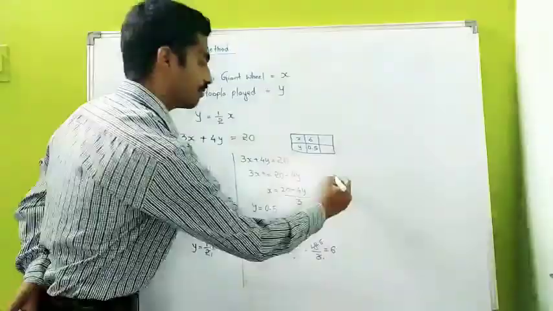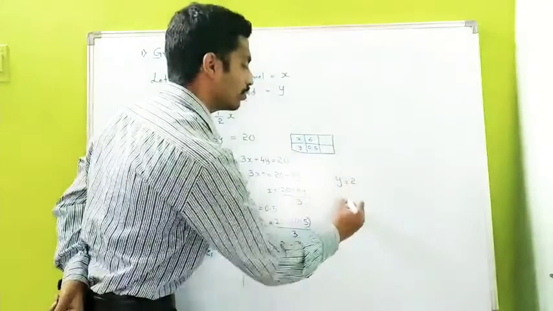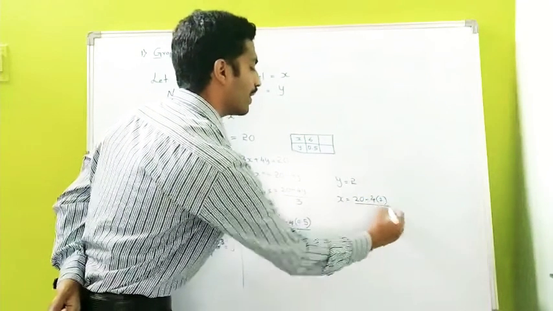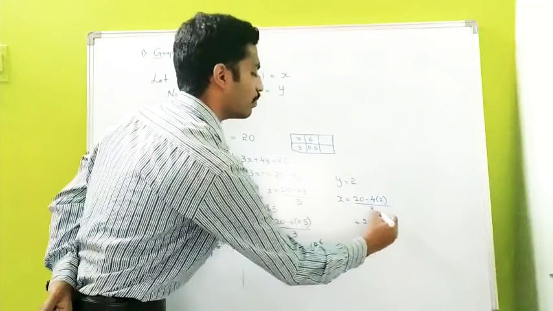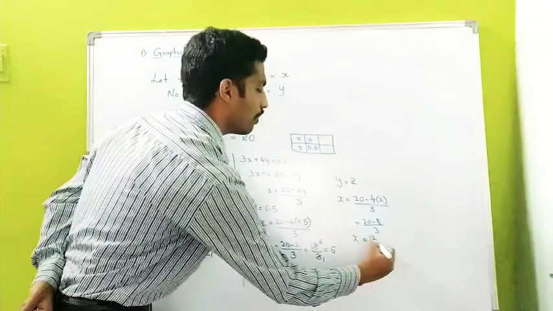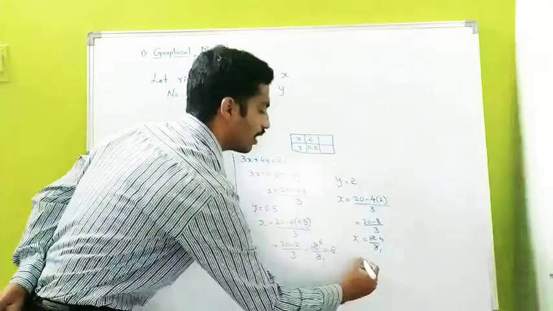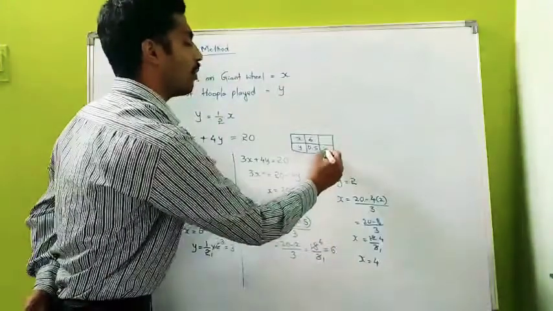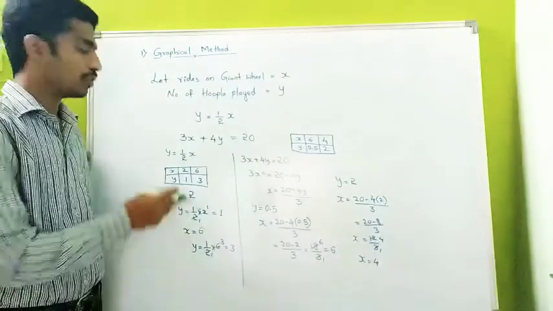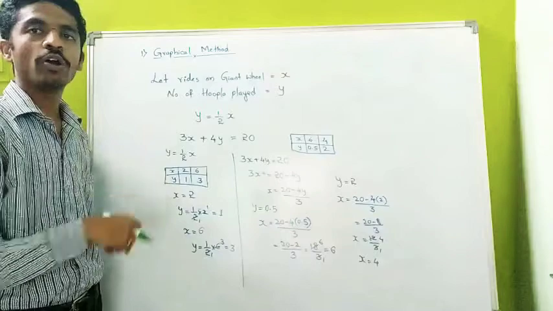Okay, take another solution. Let's take y equal to 2. So x equal to 20 minus 4 into 2 divided by 3. So 20 minus 4 twos are 8, divided by 3. So here x equal to 12 by 3. Why? 20 minus 8 will be 12 by 3. So 3 fours are 12. So x equal to 4. When y is 2, x is 4. So this is our solution for the second equation. So here also 2 solutions, here also 2 solutions are there. Now using these 2 solution tables, we have to plot the graph.